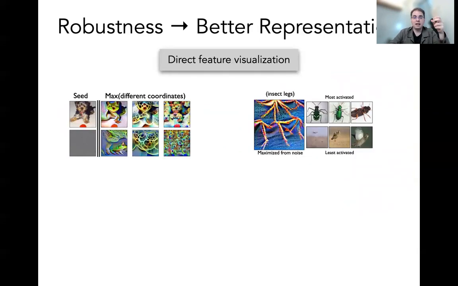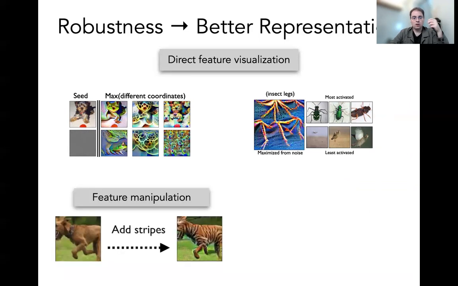And indeed, you can dive deeper. You can look at direct feature visualizations, and again you get things that are much closer to what we as humans can make sense of. You can identify features that really correspond to concepts you can name. So you can, for example, add stripes to an image by identifying a neuron that corresponds to them and exciting it appropriately.